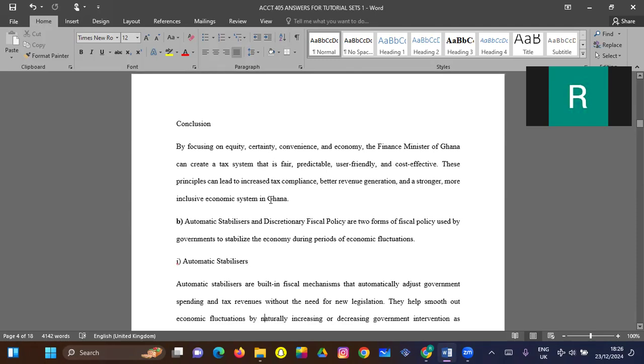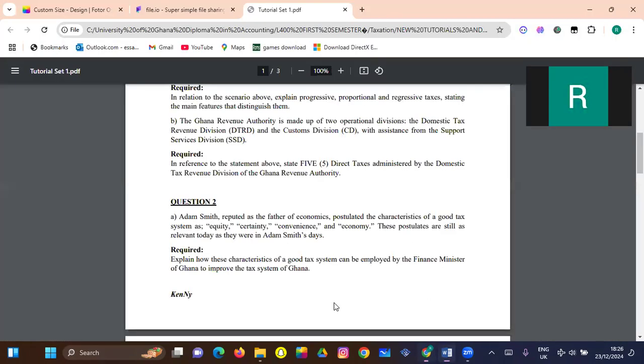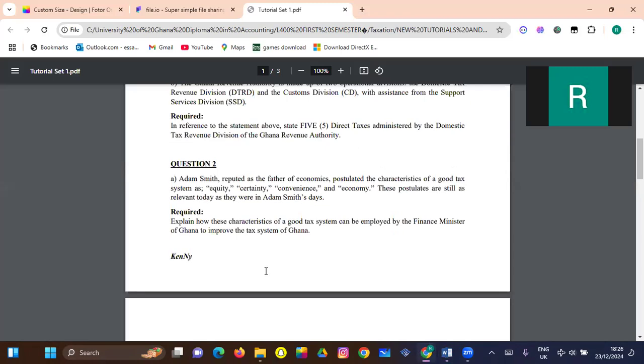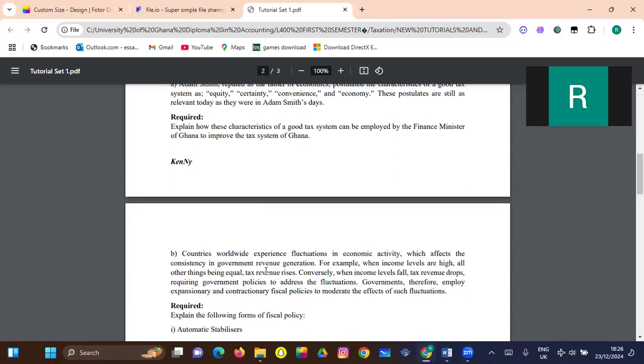All right. So now question B of part two. Countries worldwide experience fluctuations in economic activities, which affect the consistency in government revenue generation. For example, when income levels are high, all things being equal, tax revenue rises.